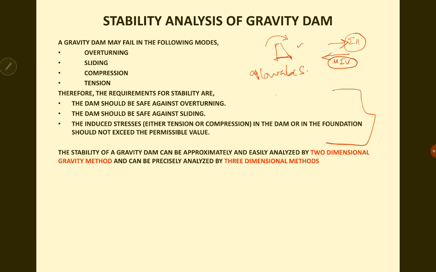Tension: the tension developed is based upon the position of the resultant. The stress is equal to sigma V is equal to V by B into (1 plus or minus 6e by B). If this value is completely in compression, in that case the structure is going to be safe. To make that happen, it must satisfy the middle third rule, which says that the resultant must pass through B by 6 on either side of the centroid. These are the modes of failure. So we have to make sure that these things are well within the limit to ensure that the dam is stable.